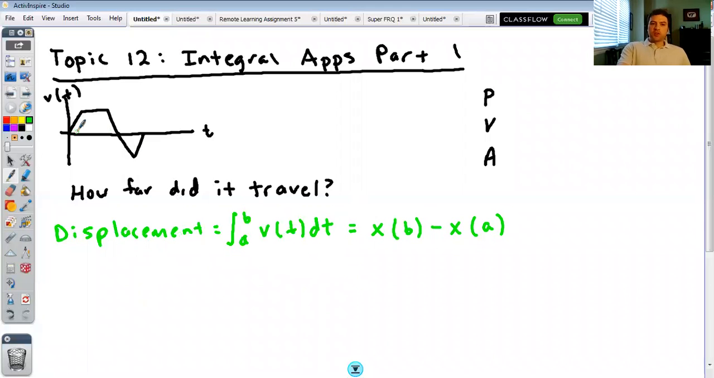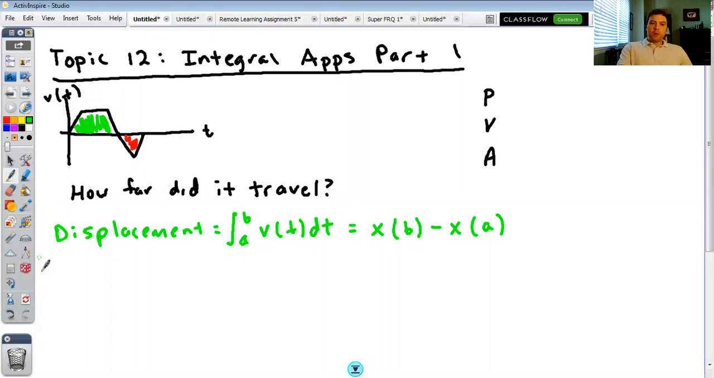I would just simply integrate. So that would take the area of this trapezoid right here, subtract the area of this triangle that's below, and that would give you displacement. Very simple. So it's simple to do algebraically here, simple to do graphically as well.